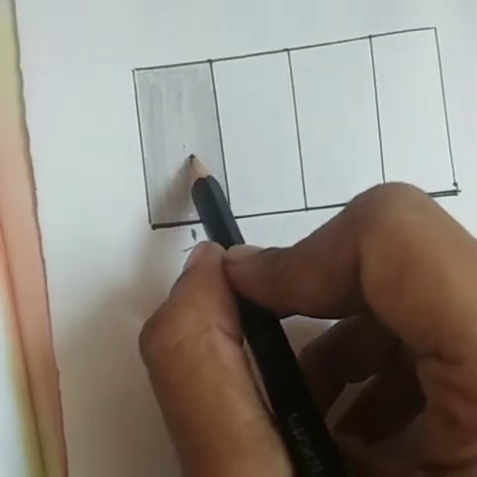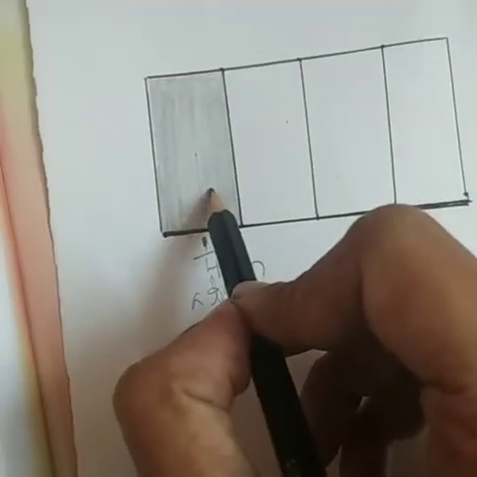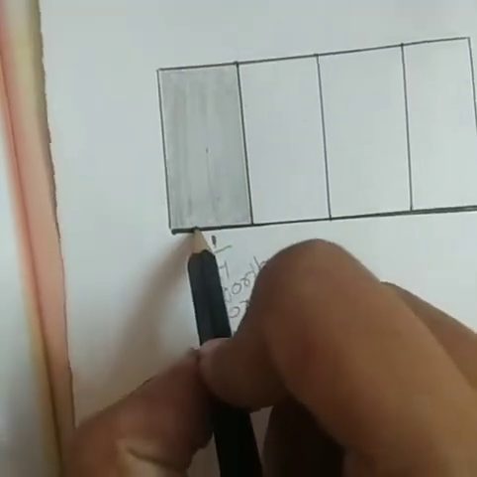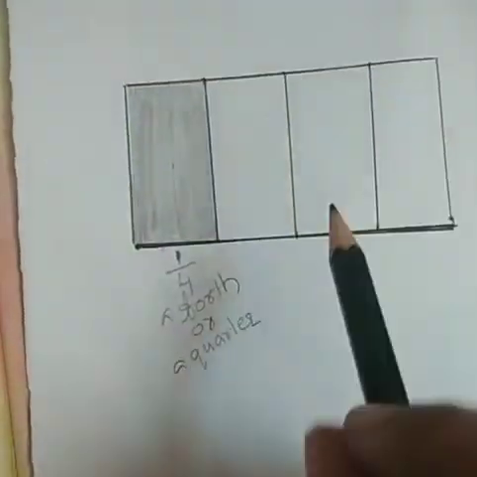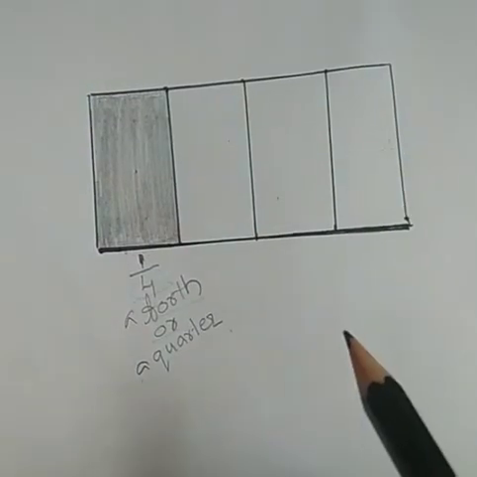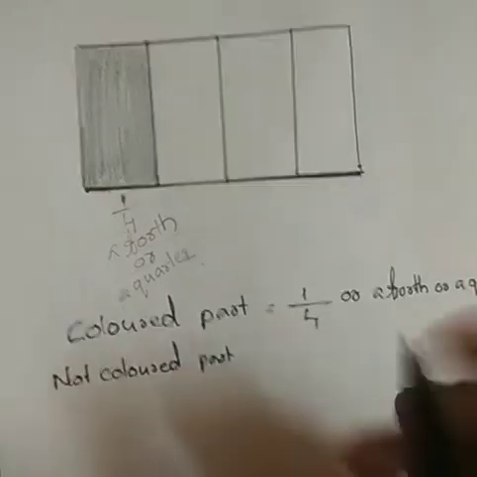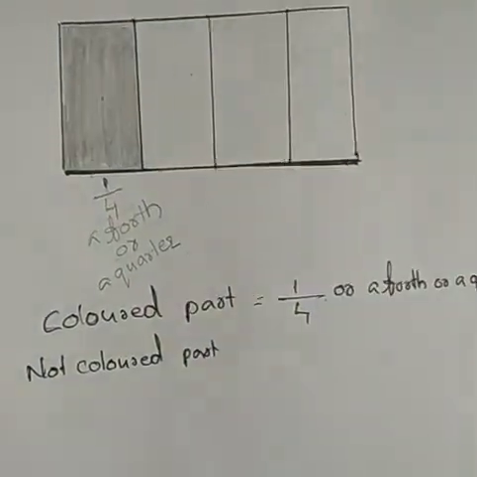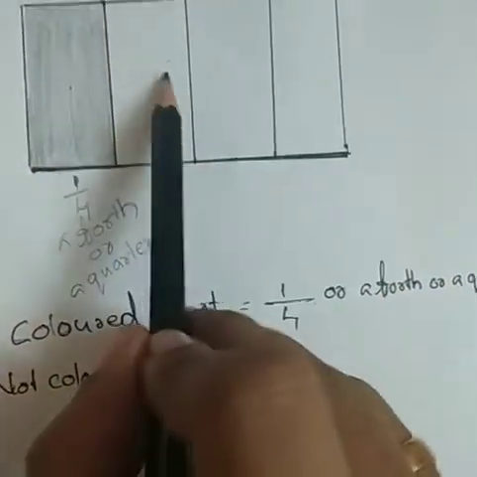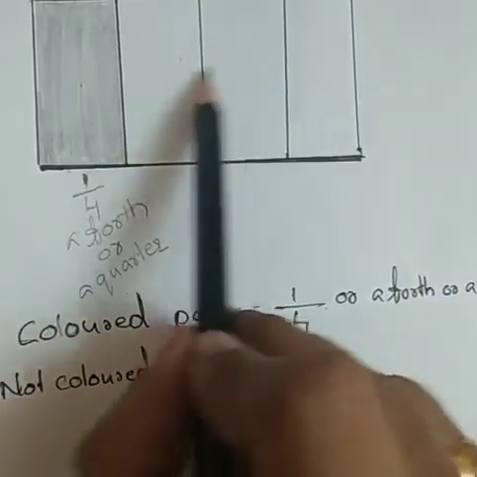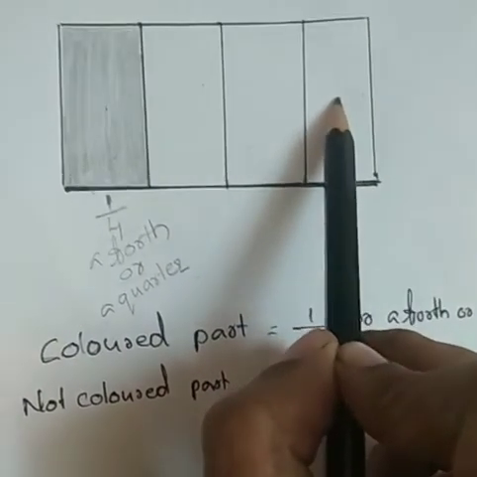That means how many parts are colored? Quarter or a fourth or 1 by 4 part is colored. Then how many parts are not colored? Not colored part. How many parts are not colored? 1, 2, 3. 3 equal parts are not colored.